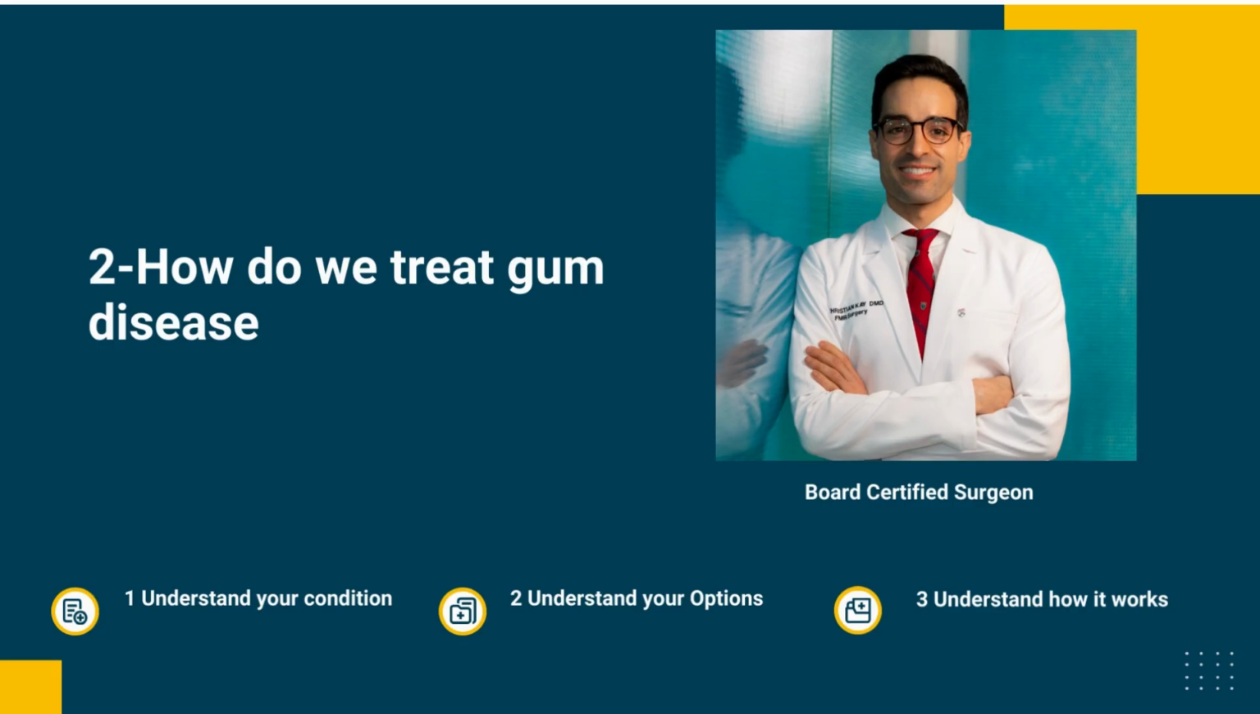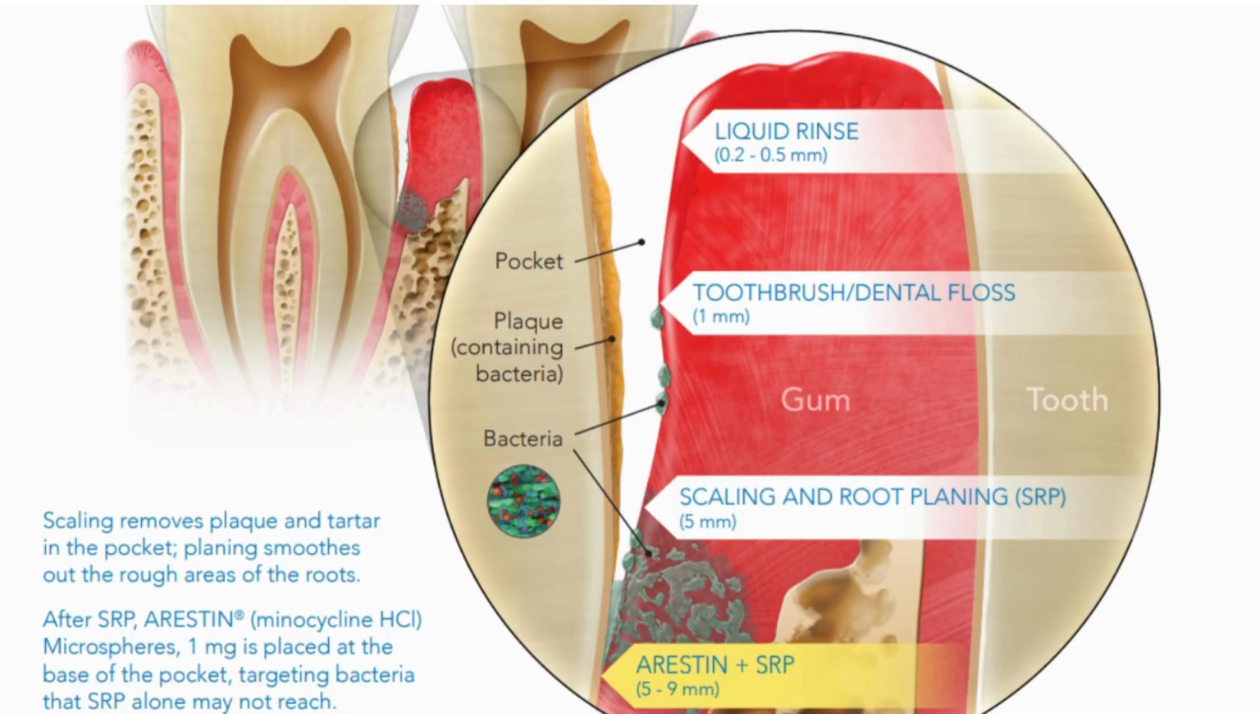So, how do we treat gum disease? Well, it really all depends on the severity and the location of the gum disease. As we spoke before, the regular cleaning at home will not be helpful. You need to clean at home, but you also need to receive professional treatment. Part of it is non-surgical, and the other part is surgical treatment, unfortunately.